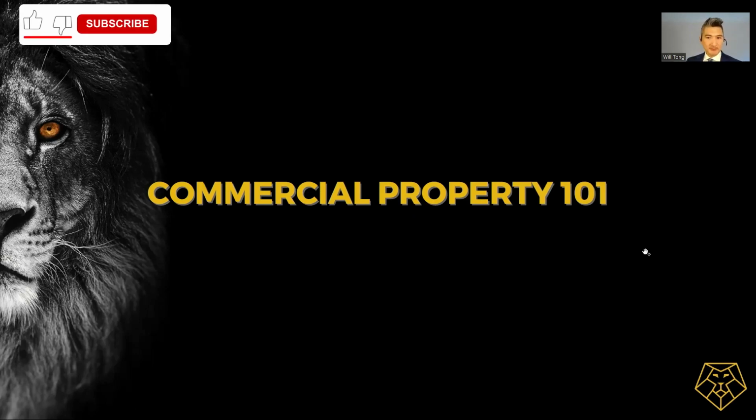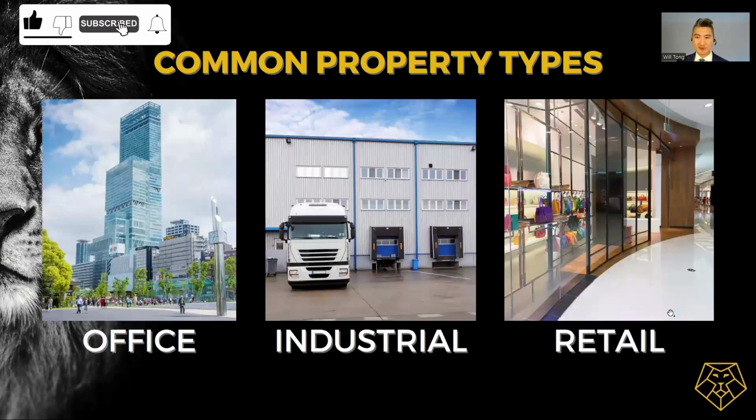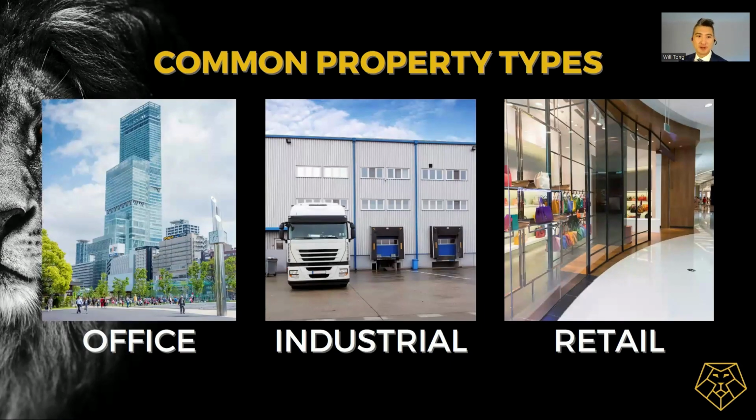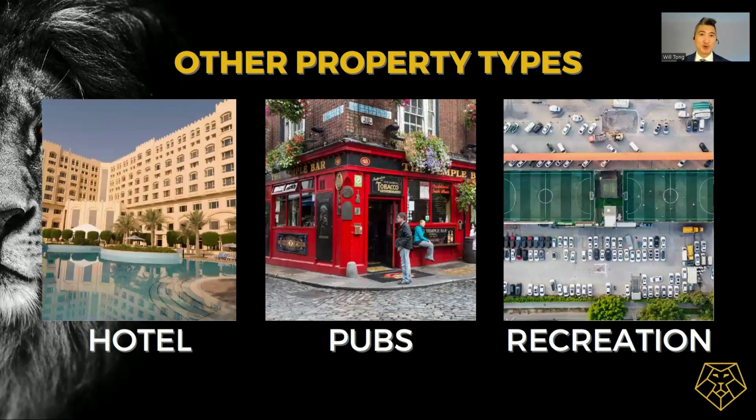Okay, so let's get right into it. So what are some of the common commercial property types? Okay, so here are the three examples that everybody knows about: the office buildings, the industrial buildings, and the retail complexes. So these are probably your most common commercial property types. But there are other commercial property types as well, such as hotels, pubs, recreational, and there's more.